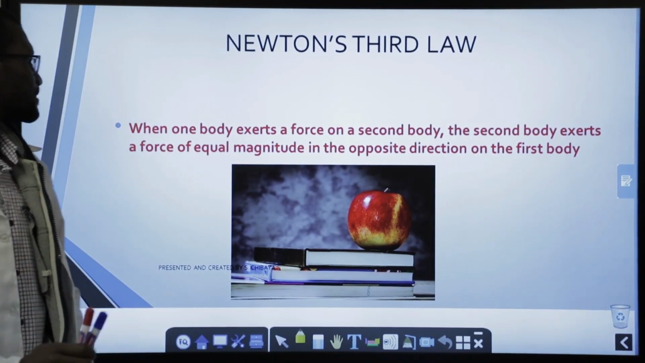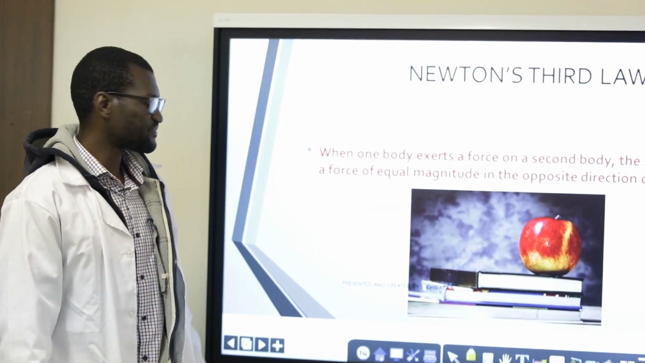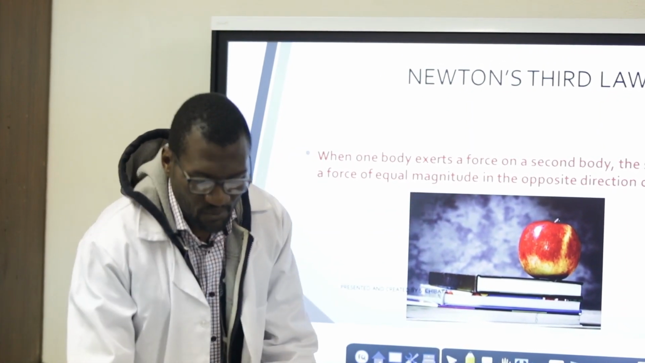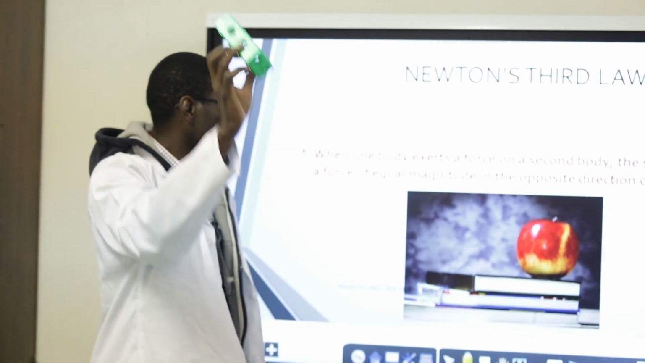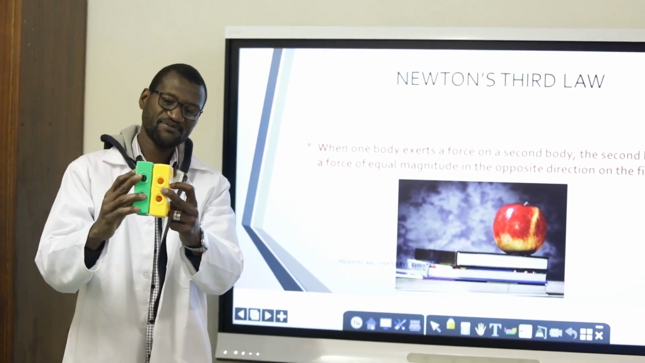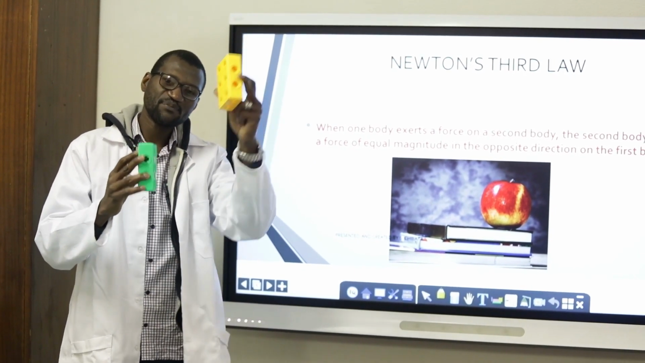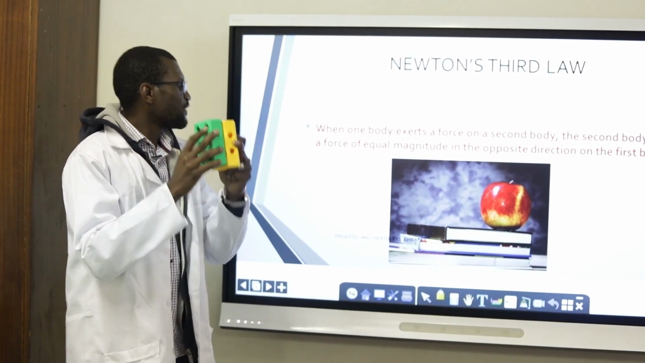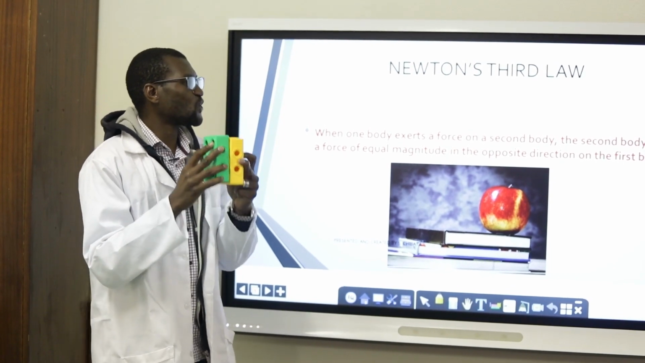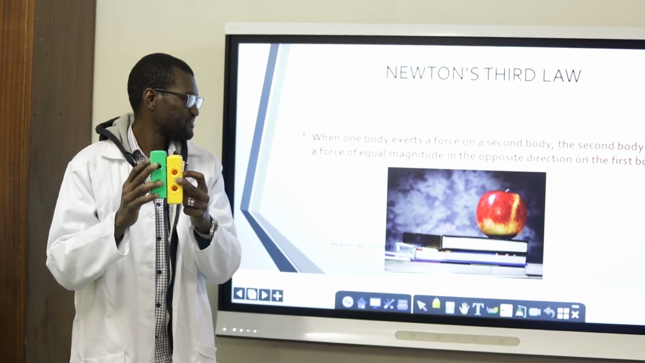Today's lesson is mainly on Newton's third law of motion. Newton's third law of motion says when a body exerts a force on a second body, the second body exerts a force of equal magnitude but opposite in direction to the first body.